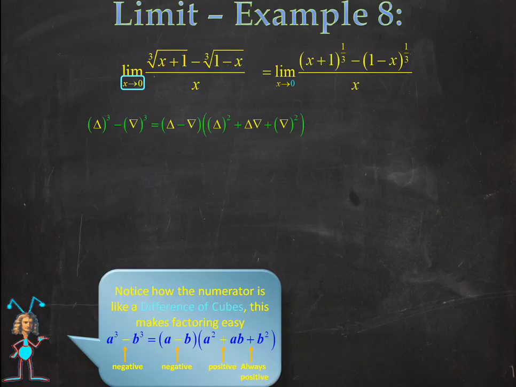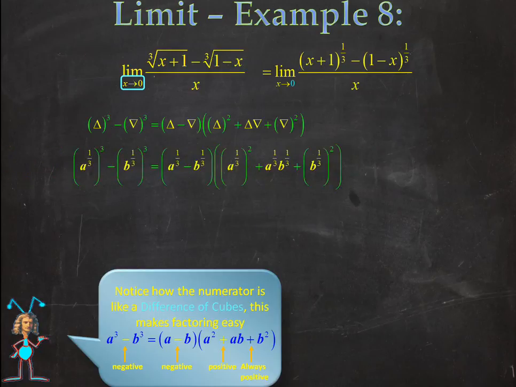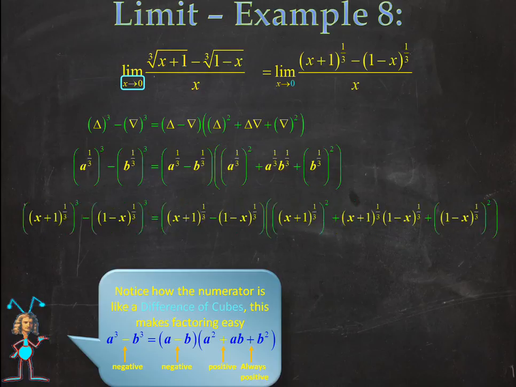It's something cubed minus something cubed equals something minus the other something times something squared plus something times the other something plus the other something squared. Or maybe I'll use a to the 1/3 cubed minus b to the 1/3 cubed. Well, that would equal a to the 1/3 minus b to the 1/3 times a to the 1/3 squared plus a to the 1/3 times b to the 1/3 plus b to the 1/3 squared. Or even this as x plus 1 to the 1/3 cubed minus 1 minus x to the 1/3 cubed.